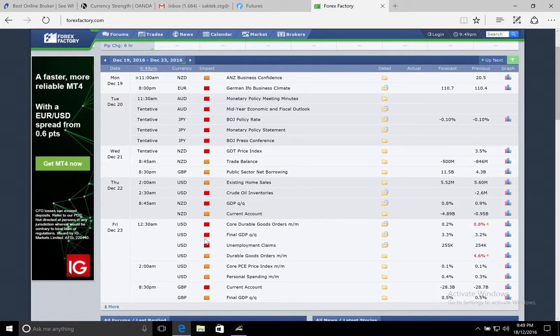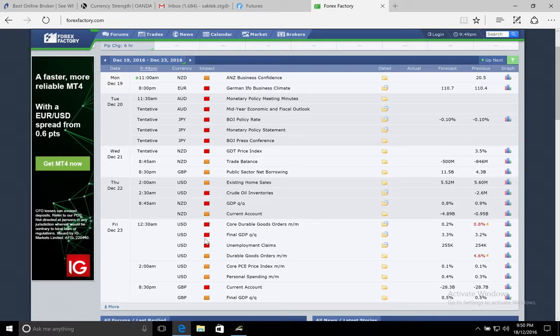So on Monday morning, the first thing we will hear about is the New Zealand dollar, the ANZ Bank business confidence report. Same day we will see the German IFO business climate, and on Tuesday and Wednesday we got lots of news coming from the Australian dollar and Japanese yen. One of the very important ones to monitor is the Bank of Japan's policy rate.